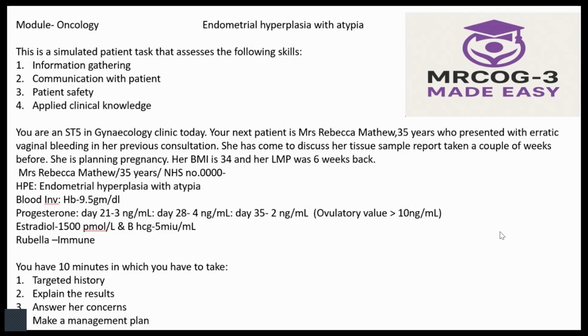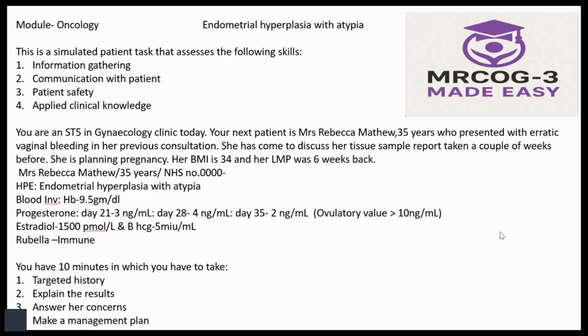Now from these investigations, you know she's planning pregnancy. She's 35, her BMI is on the higher side, and she has endometrial hyperplasia with atypia. Her LMP is 6 weeks, so beta is negative, you have ruled out pregnancy. Her hemoglobin is on the lower side. Progesterone is showing anovulatory status, and estradiol is showing high. That means she is in a hyperestrogenic state.